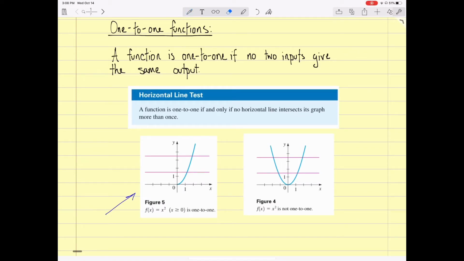Now, if we look at x squared without that domain restriction here, we can see that there are intersection points here and here, here and here. So the horizontal line is intersecting in each of those places twice. So that would not be a one-to-one function. So visually, that is what a one-to-one function would look like.